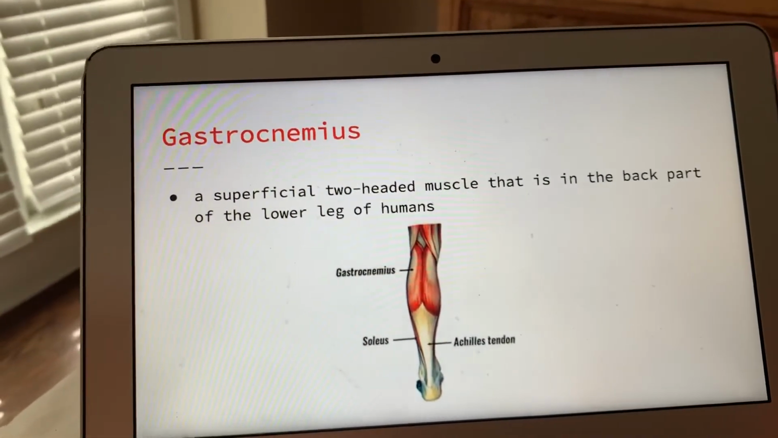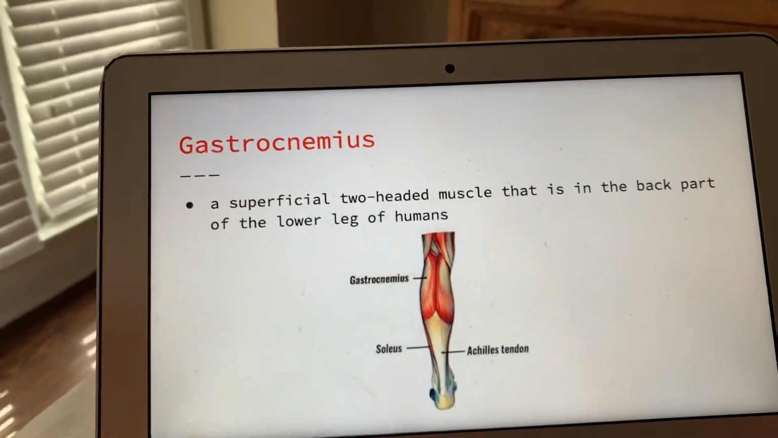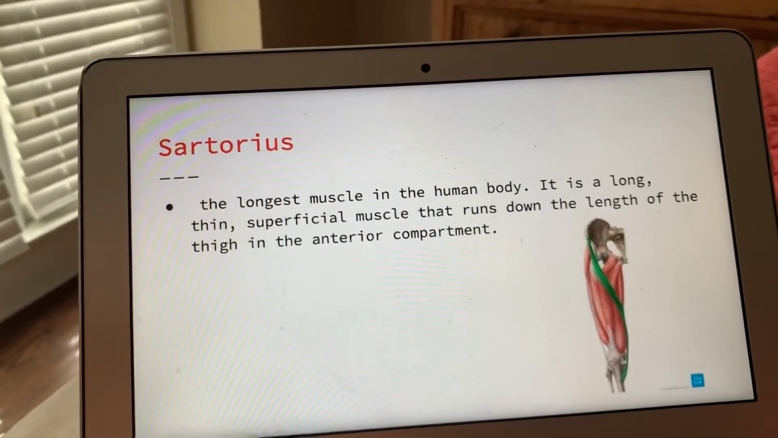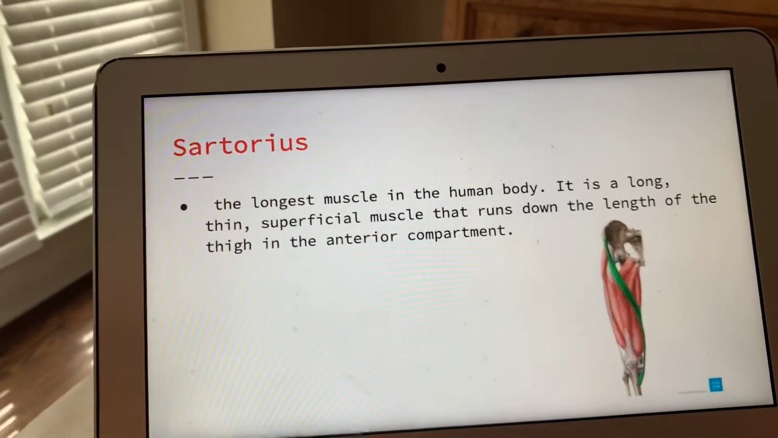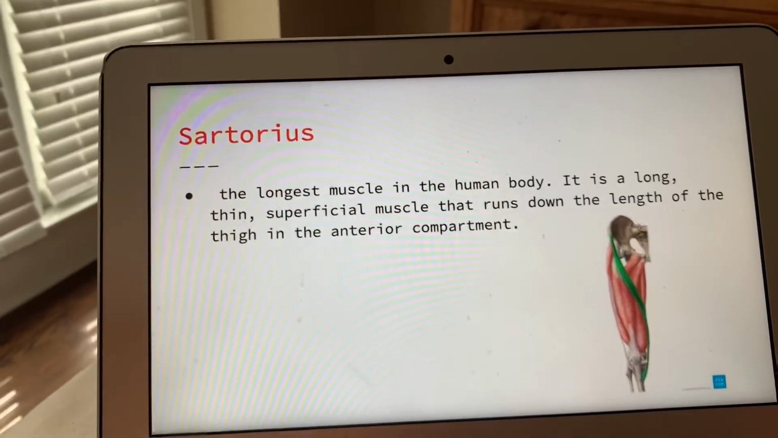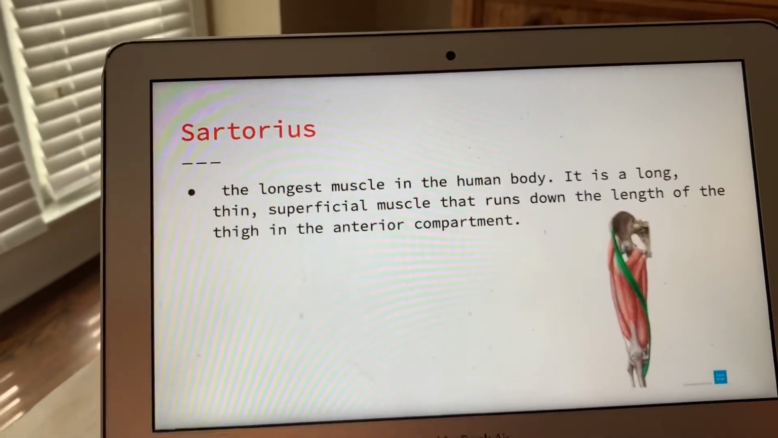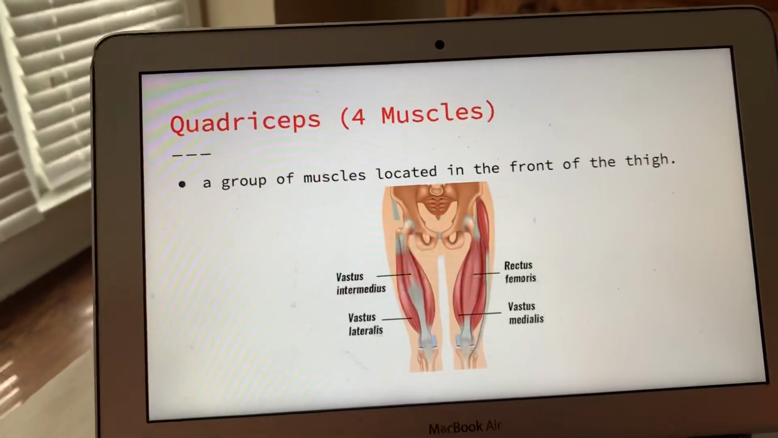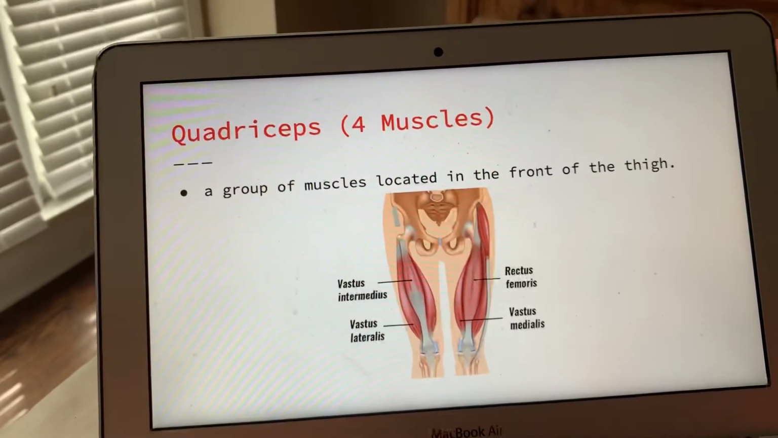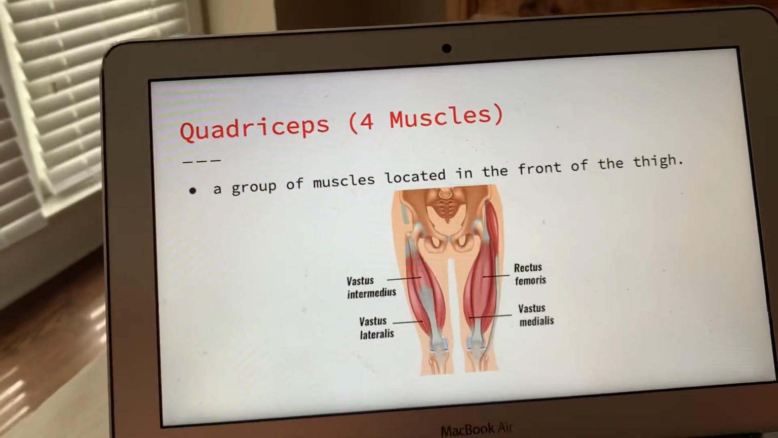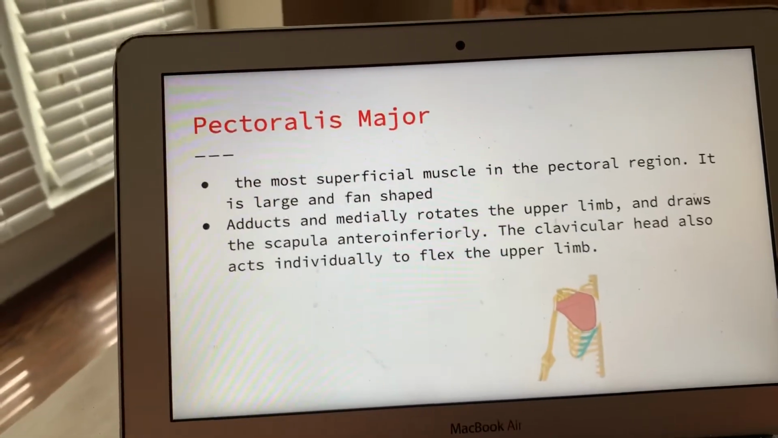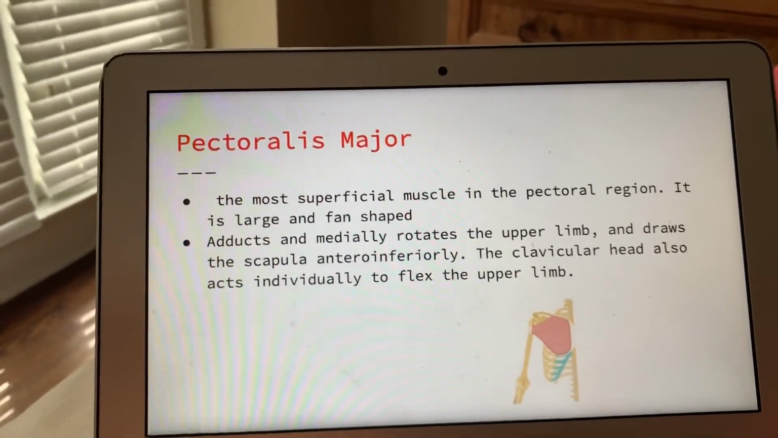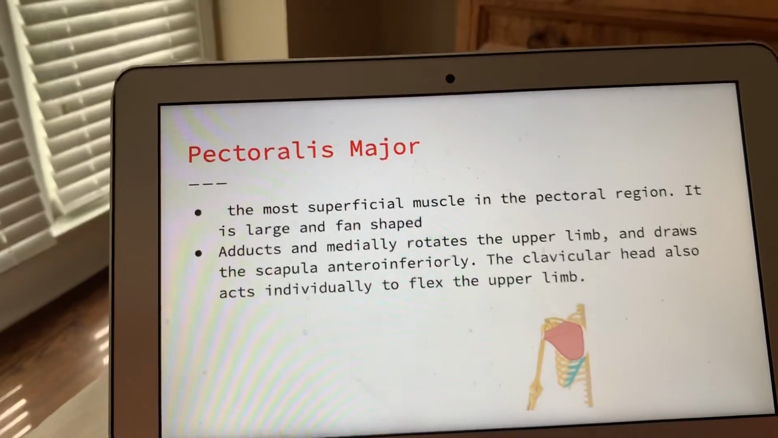Gastrocnemius. It's a superficial two-headed muscle that is in the back part of your lower leg. The sartorius is the longest muscle in the human body. It's a long, thin, superficial muscle that runs down the length of the thigh in the anterior compartment. Quadriceps. This is a group of muscles located in the front of the thigh. Pectoralis major is the most superficial muscle in the pectoral region. It's large and fan-shaped.